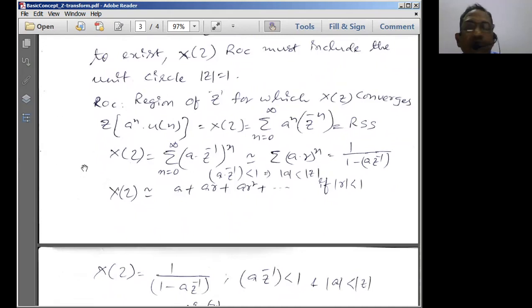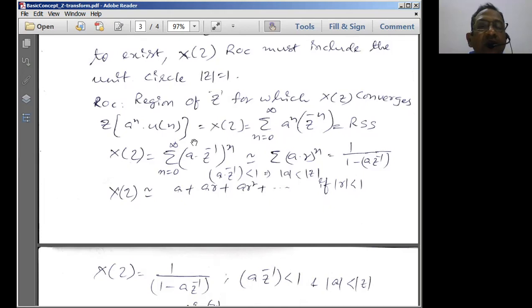So we can just take up a small problem here. The z transform of a to the power n into u of n. u of n is known as a discrete unit step signal, unit step sequence. The values of the unit step sequence are going to exist only from n equal to 0 to infinity. Thereby we can simply replace u of n as equal to 1 over the limits n equal to 0 to infinity.